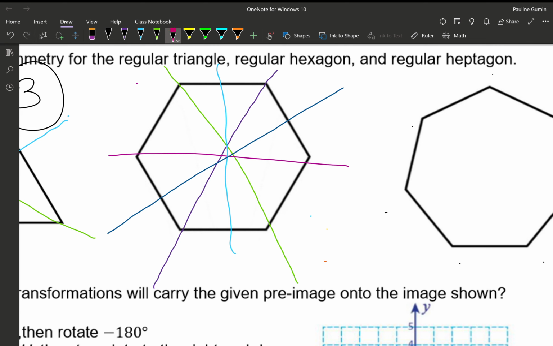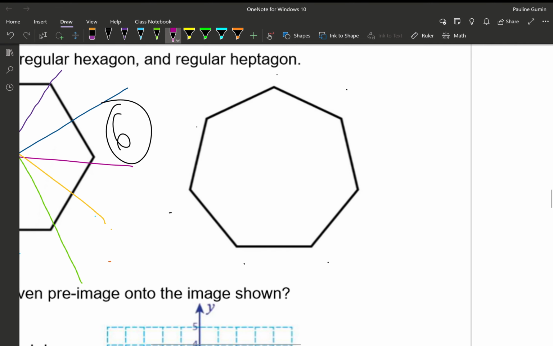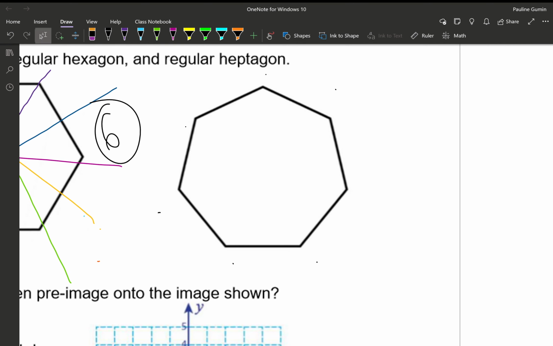And one more. What color do I want? Let's do yellow. Split it here. Okay, so that is 6 colors, 6 sides, 6 lines. So yeah, you can definitely assume that the amount of sides a figure has is going to be the amount of lines of symmetry it has.